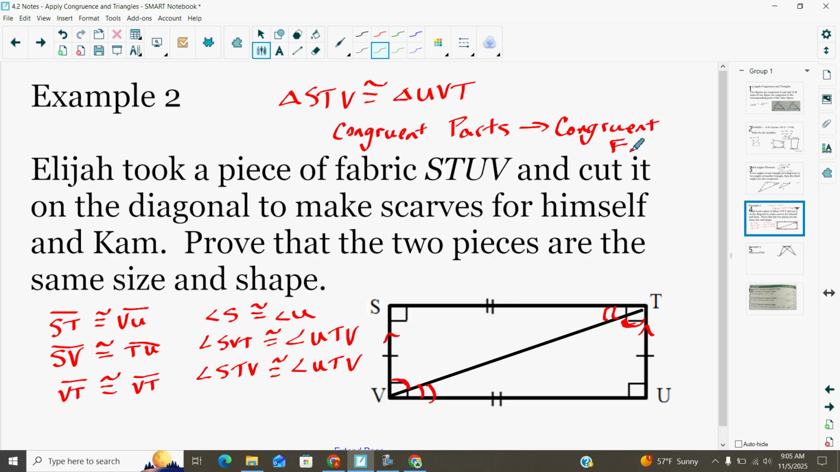And I know we didn't set up the whole 2-column proof, but we kind of talked through each piece of it. We have 6 congruent things. We have congruent sides on all, congruent angles on all. If all the sides and all the angles are congruent, then the figures are congruent.